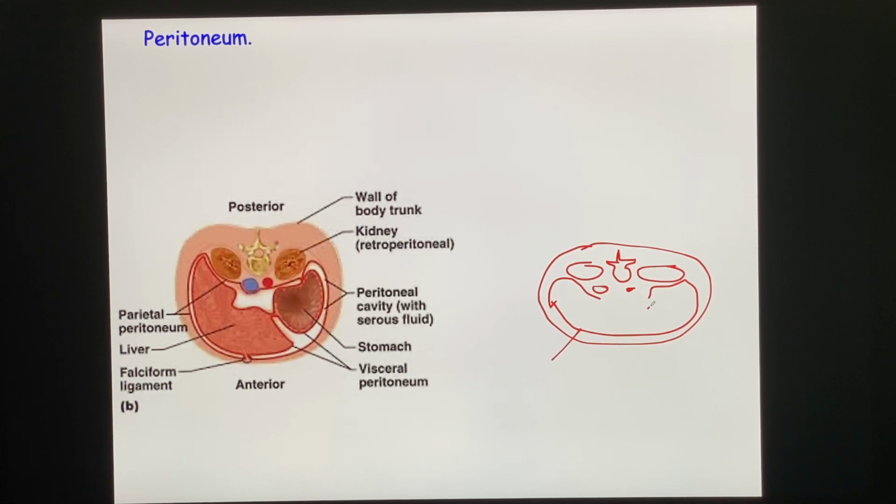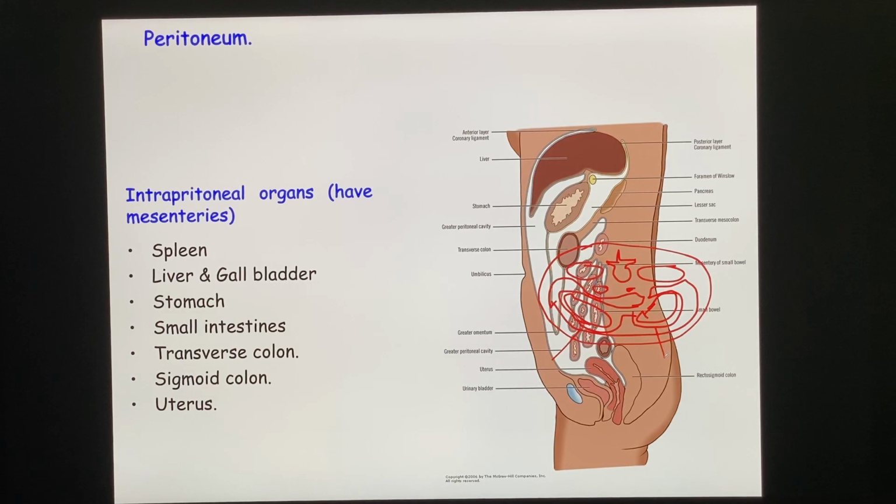But if there is a viscera here, imagine the stomach is here, this is a cut section of the stomach. So what happens to the peritoneum? It will go around the stomach like that. If there is another viscera here, for example the liver, it will go around that viscera too. In this case, we call this the visceral peritoneum. If the viscera is enclosed by the peritoneum, we call it a visceral peritoneum, while if it is covering the body wall, we call it a parietal peritoneum.